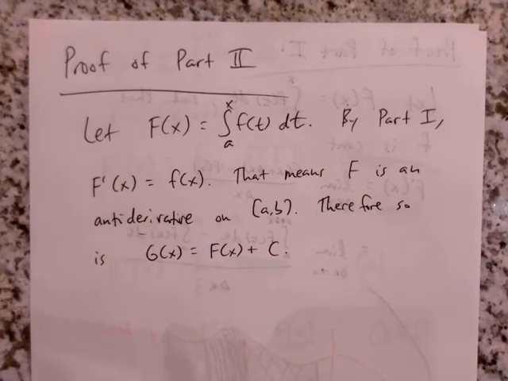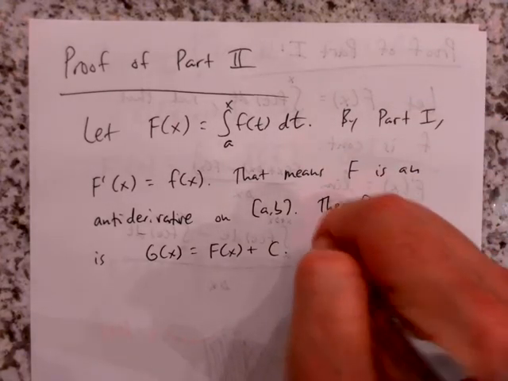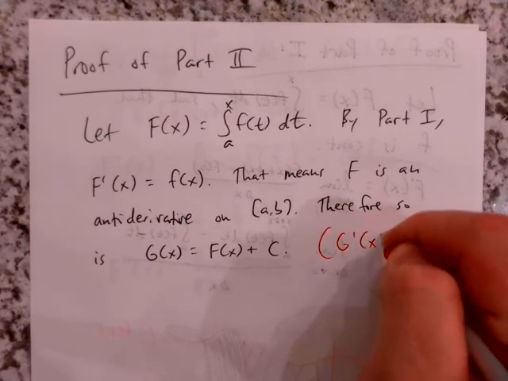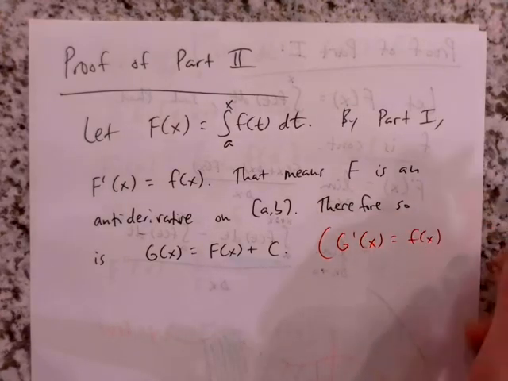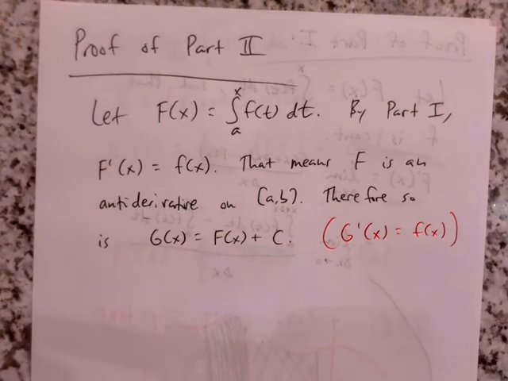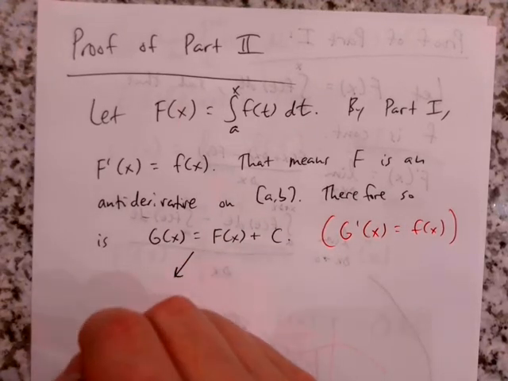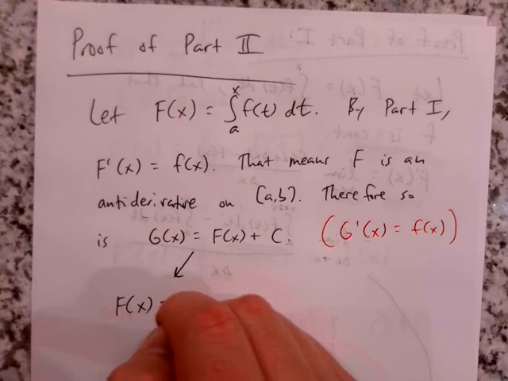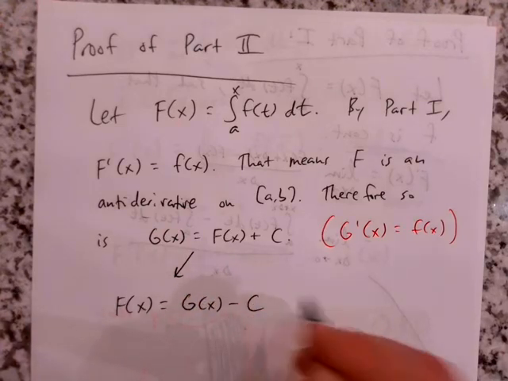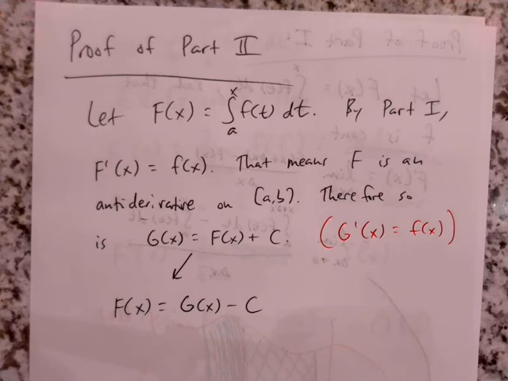Why is this true? Well, think about it. If big F differentiates to be small f, then so does big G. Just to restate that, this means that big G prime also equals f, which means that big G is an antiderivative. So big G is also an antiderivative of small f. Now let's see what this means for us. If we rewrite this, we get big F of x is big G of x minus c. Try to subtract over the c.